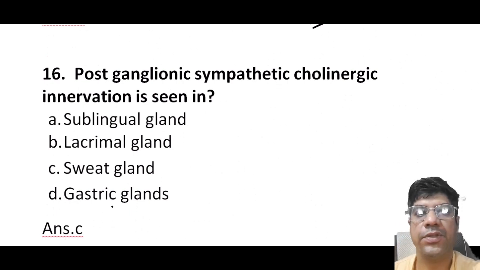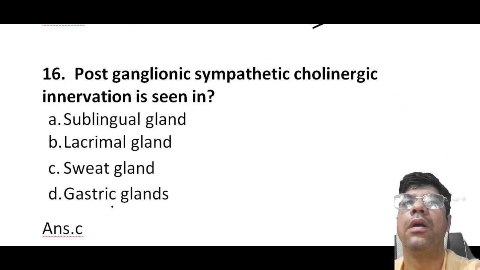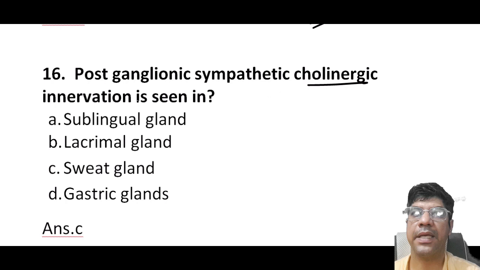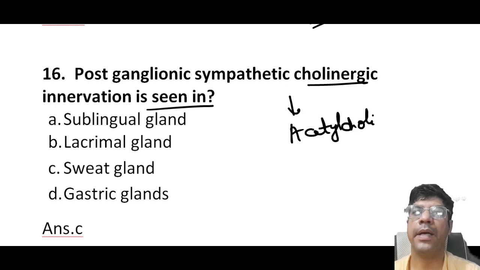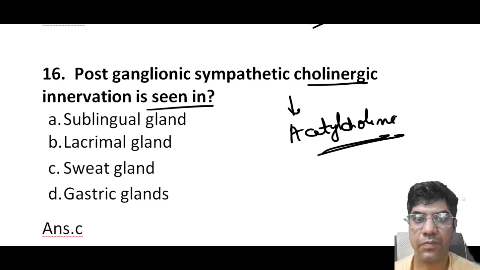Coming to the next question. The post-ganglionic sympathetic cholinergic innervation is seen in. Well, the post-ganglionic sympathetic cholinergic innervation refers to the release of the neurotransmitter acetylcholine by the post-ganglionic sympathetic nerve fibers on their target tissue.